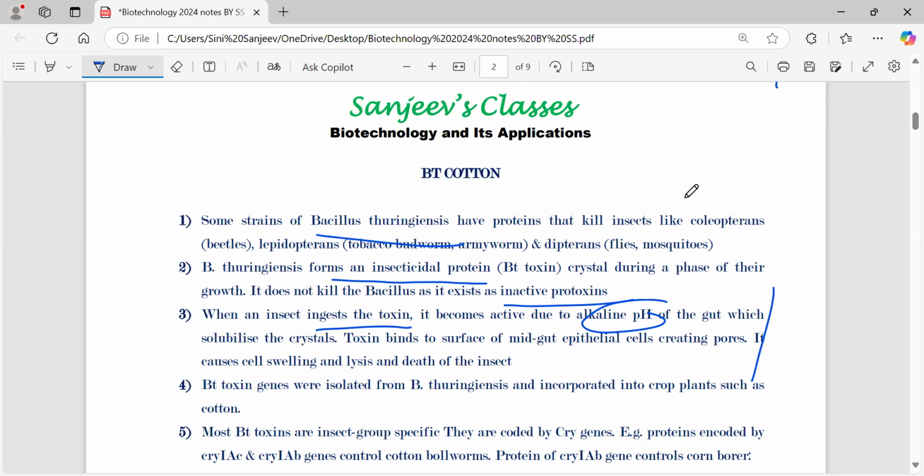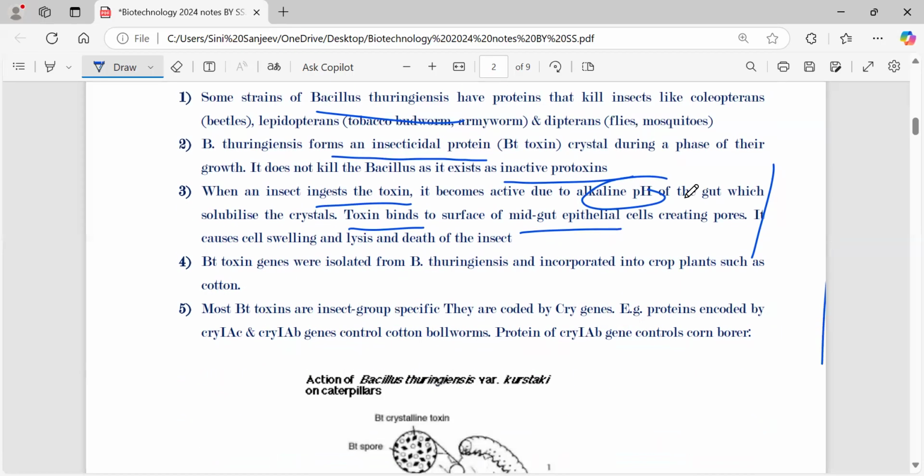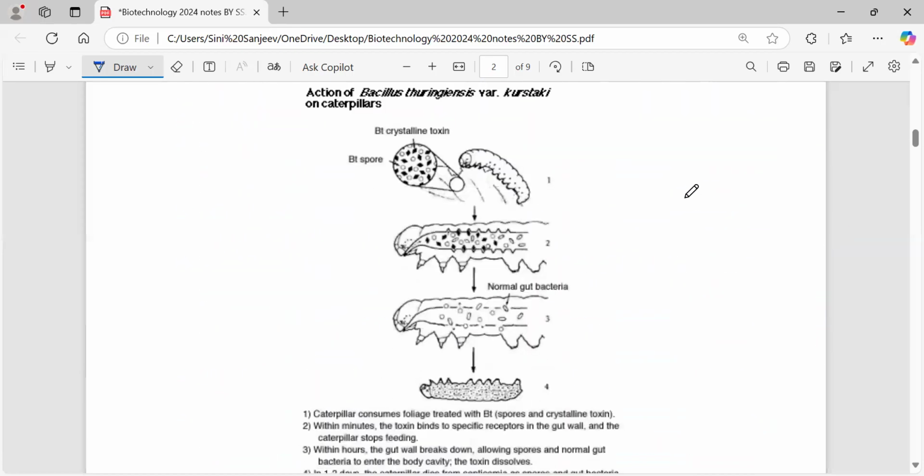So once they get activated, the toxins which they have ingested will attach to the surface of the mid-gut epithelial cells. They will create holes in the intestine of that particular pest or whatever insect it is. And it will cause swelling of the cell and ultimately it will lead to what? Death or the lysis of that particular insect. So here if you see, this is how it takes place.